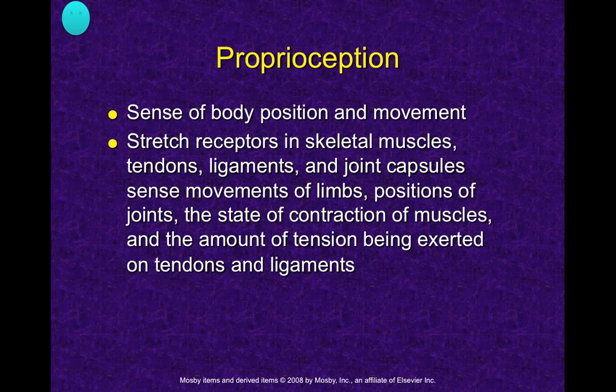Proprioception is a sense of body position and movement. So where is the body in space? Stretch receptors in the skeletal muscles, tendons, ligaments, and joint capsules sense movements of the limbs, positions of the joints, state of contraction of the muscles, and the amount of tension being exerted at that time. So with that, proprioception is a test that we use for neurological insufficiencies in dogs and cats.